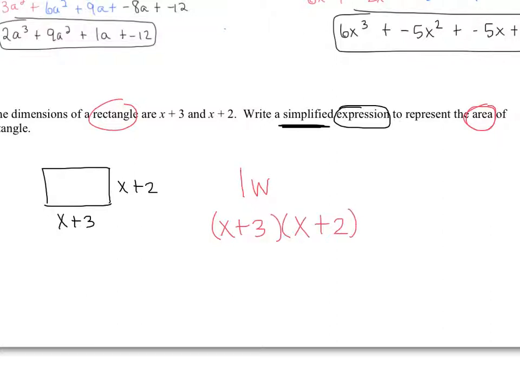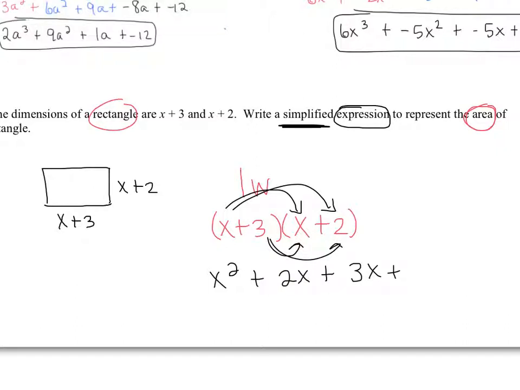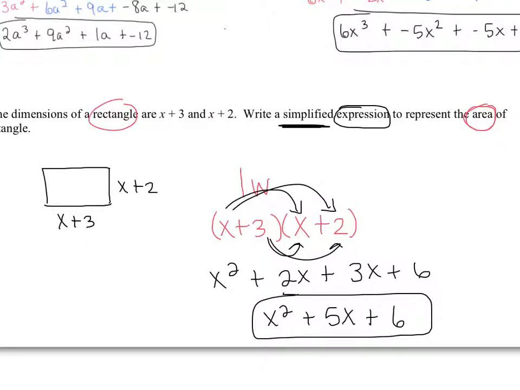I don't need an equal sign because it asks for an expression, but it also asks for this to be simplified. And this can be simplified by foiling or just repeated distribution. So x times x is x squared plus 2x plus 3 times x is 3x plus 6. So the expression that would represent the area of the rectangle would be x squared plus 5x plus 6. So now if I knew what x was, I could just plug it in and find the area this way.